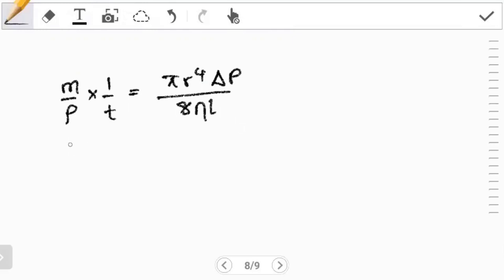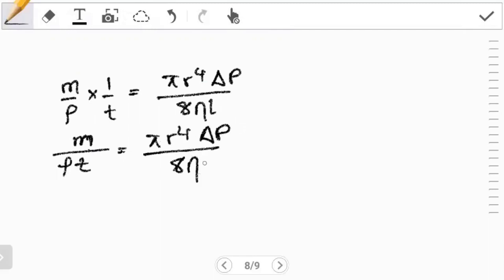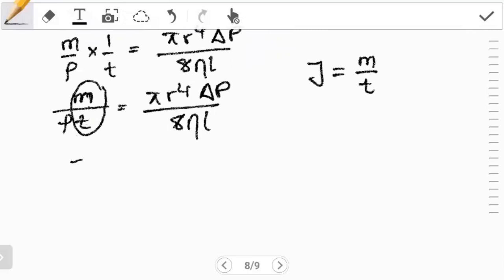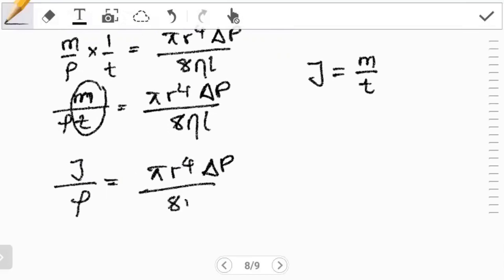So this, of course, reduces to m over t rho equal to pi r to the 4 change in p over 8, the viscosity, L. But I want you guys to notice this m over t. Do you see that this is just J, the mass flow rate, mass over t? So this becomes J, the mass flow rate divided by rho. This is now the one that is equal to pi R to the 4 change in P over 8 eta L.